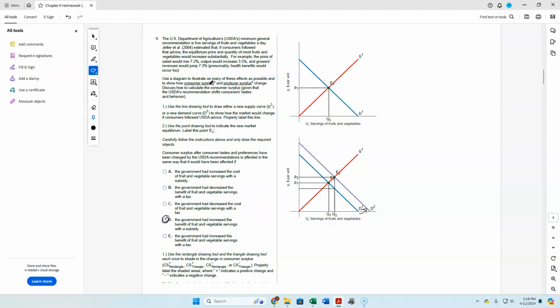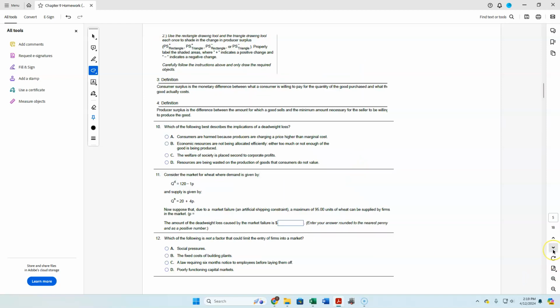And that essentially, right, especially if they're able to keep that original price, what we would see is that the surplus itself would grow, and that we'd have that greater benefit of the fruit and vegetable servings.